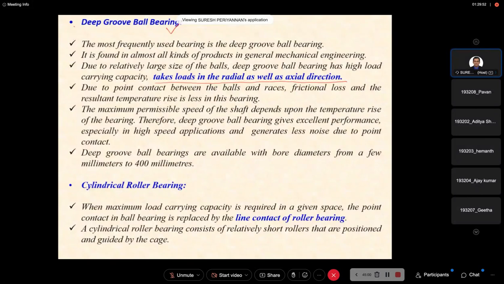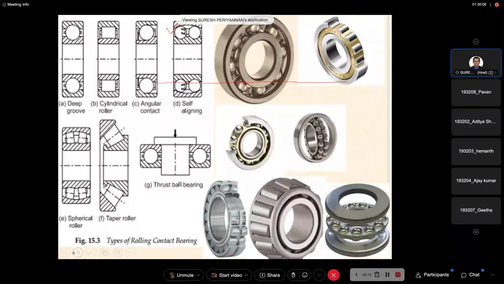These are the three points. You can go through your book to get more information. I'm telling only some important advantages here. The disadvantage is that it is a non-self-aligning bearing, it cannot be self-aligned, and it has poor rigidity compared with the roller bearing.